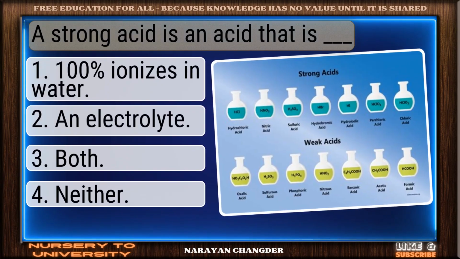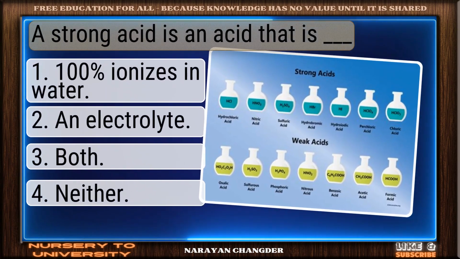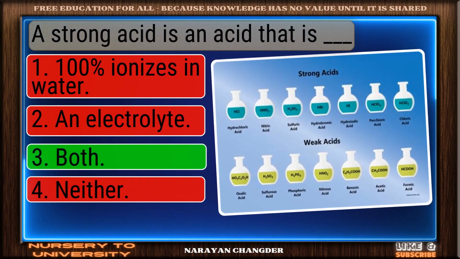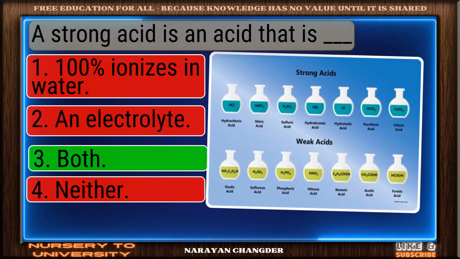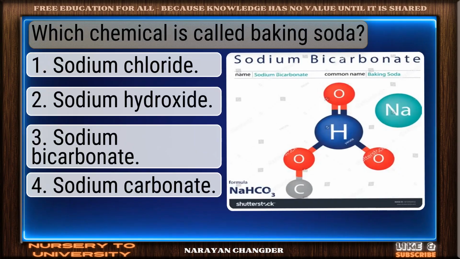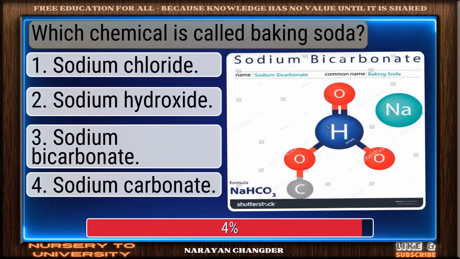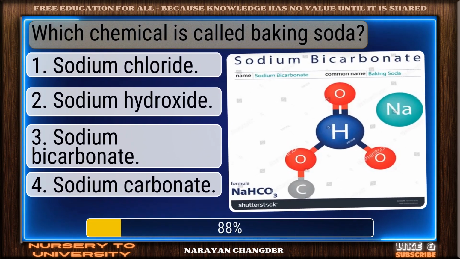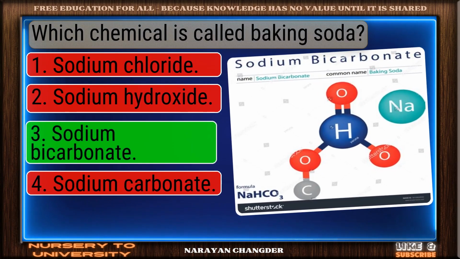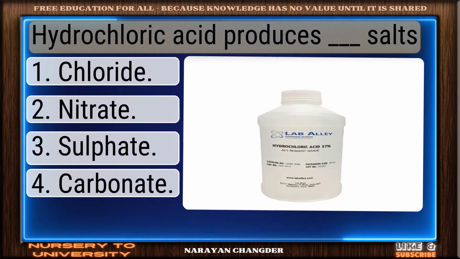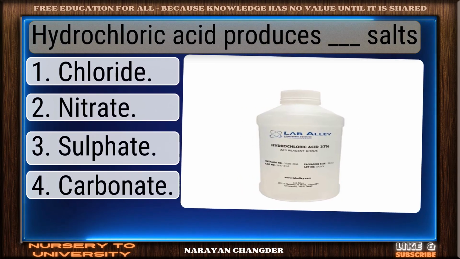Question number 56. A strong acid is an acid that is dash. Correct response. Both is the most accurate answer. Question number 57. Which chemical is called baking soda? Bravo. Sodium bicarbonate is the answer. Question number 58. Hydrochloric acid produces dash salts.